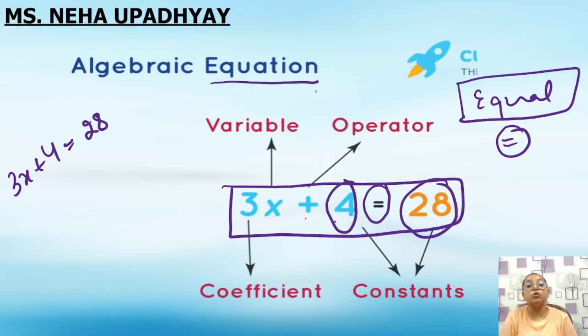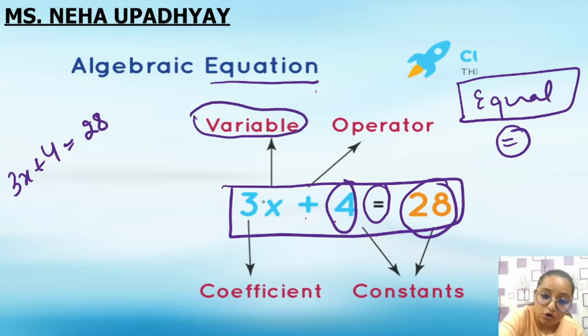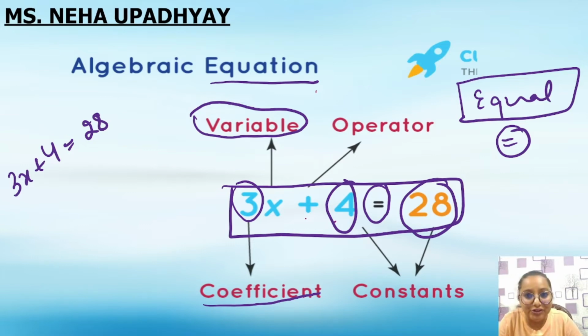If we talk about 3, 3 is sitting with which number? 3 is sitting with x. And what is x? X is a variable, so it can change its value. So we call x a variable and 3 a coefficient. Okay. This is clear to everyone? Yes or no? If you have any doubt, please raise your hand so that I can explain. Yes. Good.